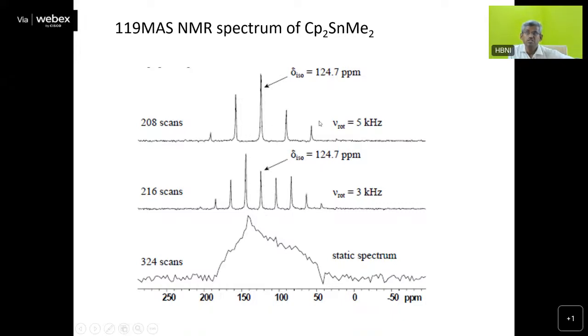And if you keep on increasing the spinning speed, what happens? Only this peak will come up, and this is nothing but the isotropic peak. So by changing the substituents, some people were working on that. We get a change in the chemical environment, and we correlate what is happening with the chemical environment according to tin-119 NMR.